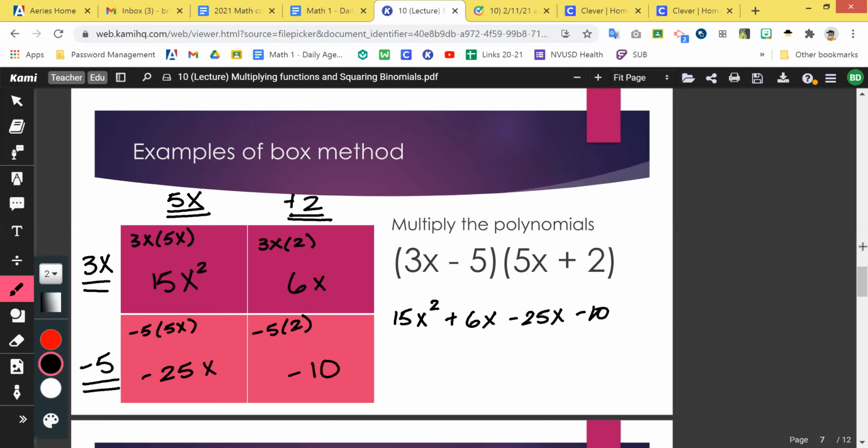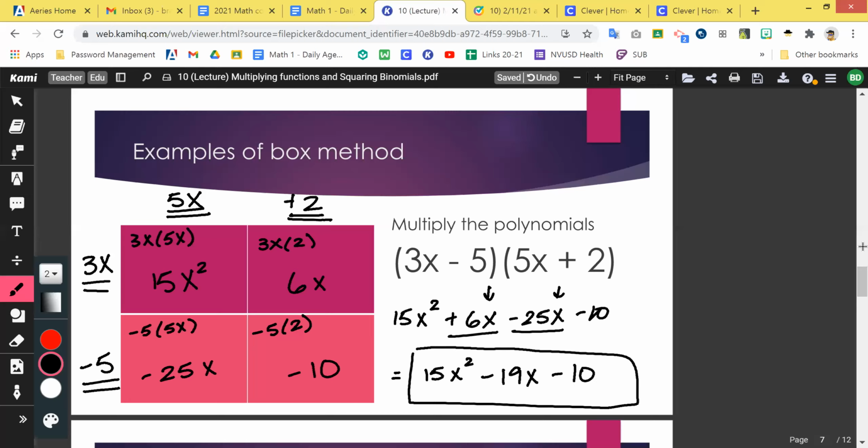Okay, now your middle terms, you have x and x. Again, those are like terms because they both have 1x. So we combine those. Our final answer, 15x squared. 6 take away 25 is -19x. And the minus 10 tags along. And that's our final answer. So just like our first example, we went from 4 terms down to 3. The 2 terms in the middle always combine together.